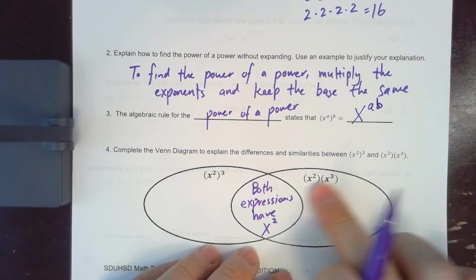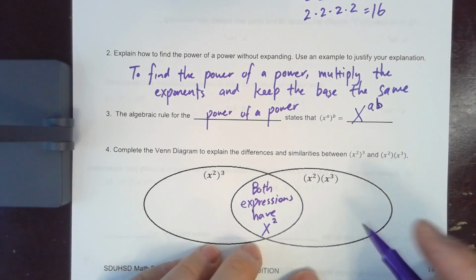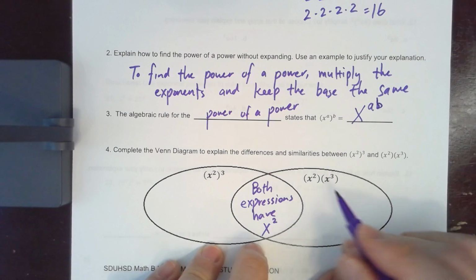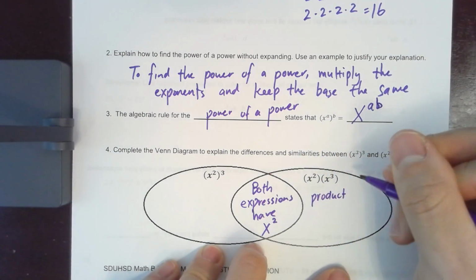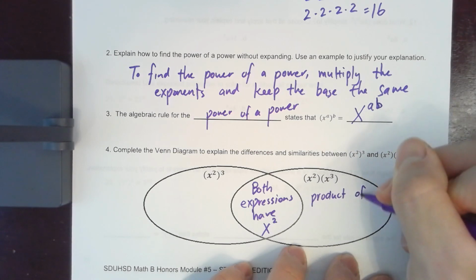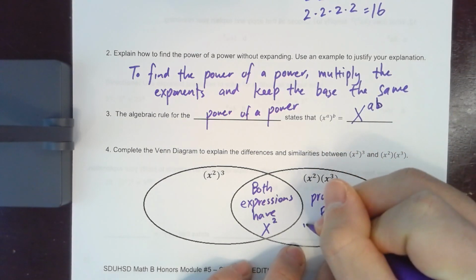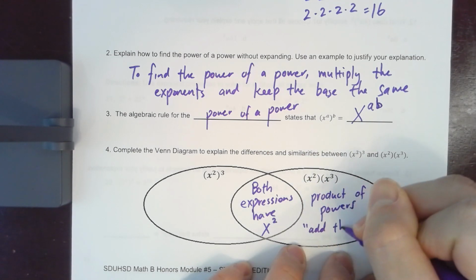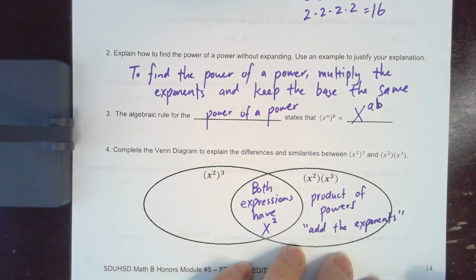But this one is kind of like the 5.1b lesson that we did. We know that we add the exponents, right? This is what we call a product of powers, where we add the exponents because they have the same base.